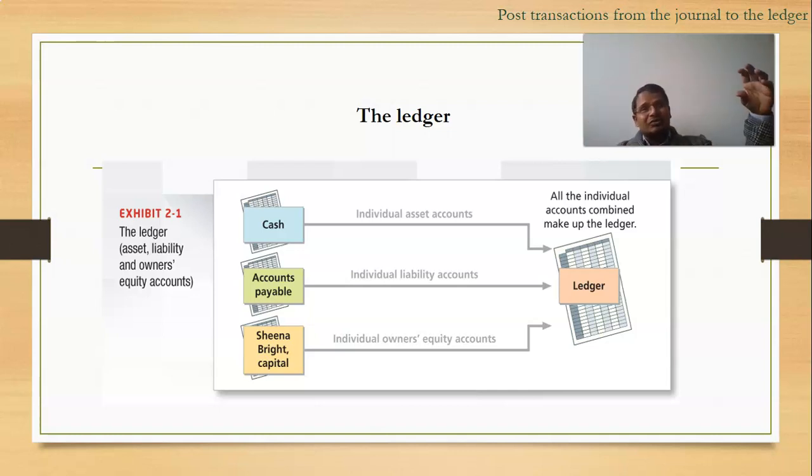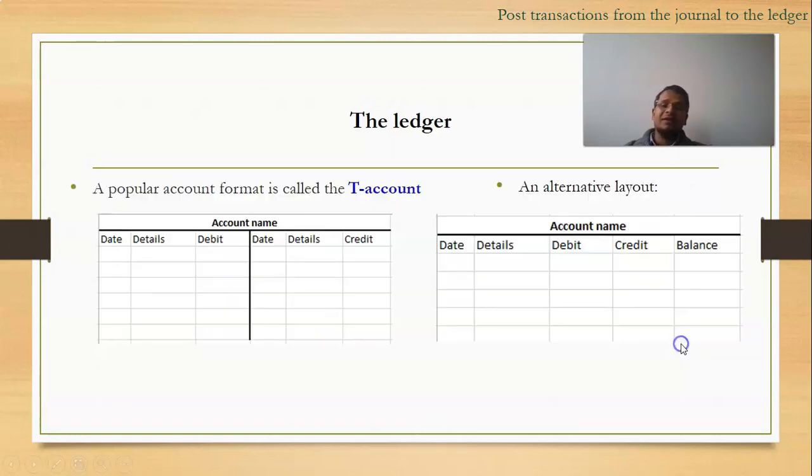All the cash transactions should come under one classification, cash account. All the bank transactions should be recorded under bank account. All the furniture-related transactions, increase and decrease, should be recorded under furniture account. So this is what the ledger is. This is how we classify transactions under a head.